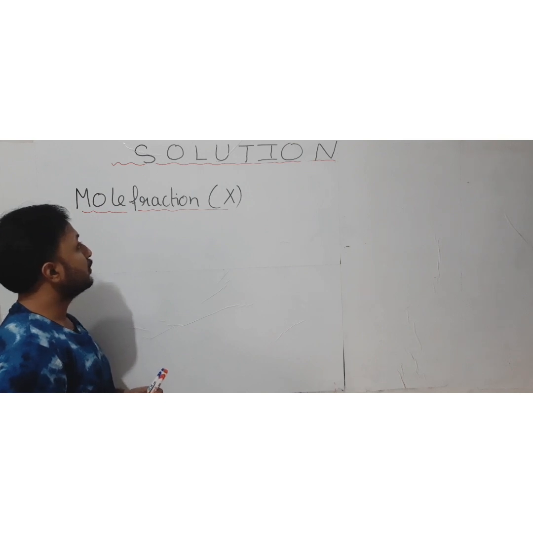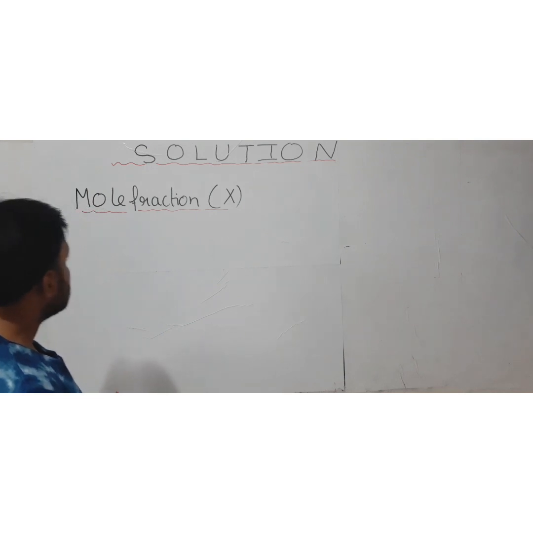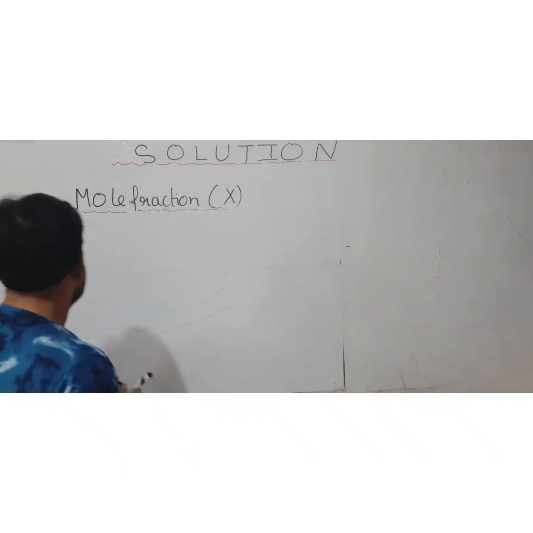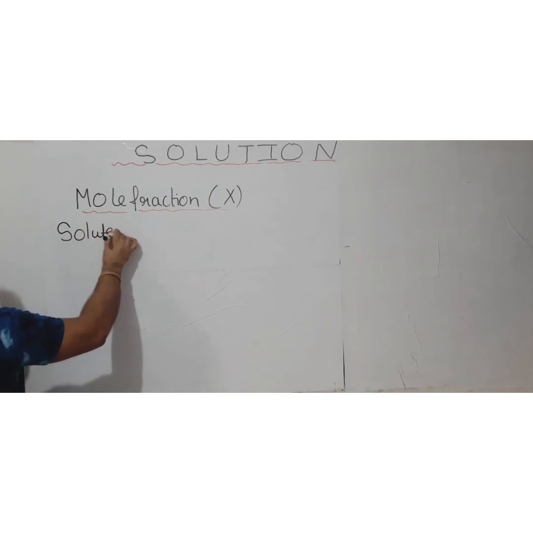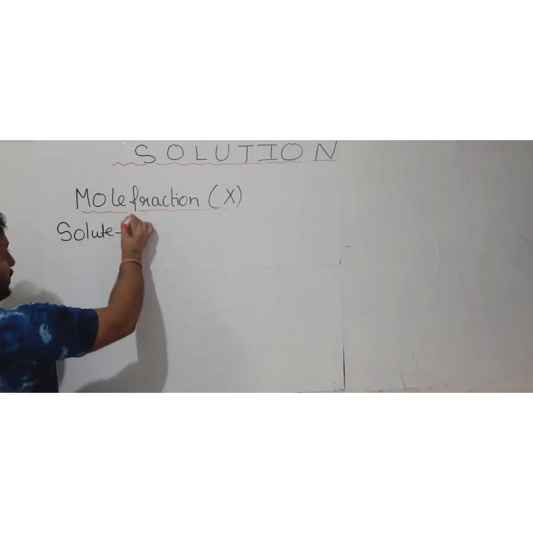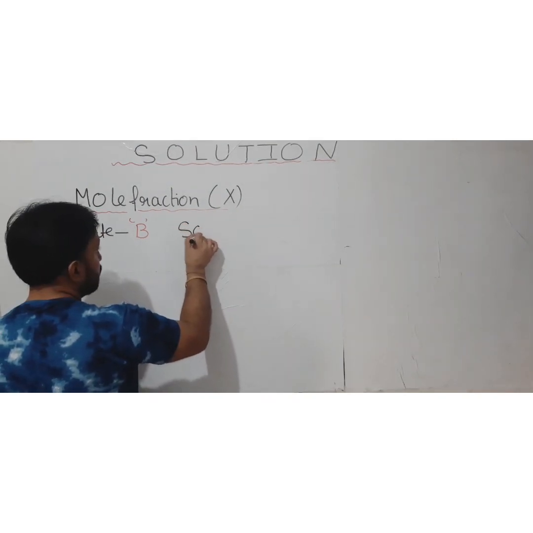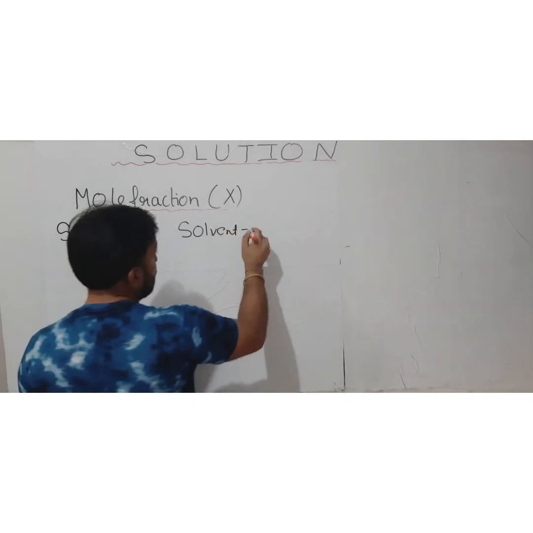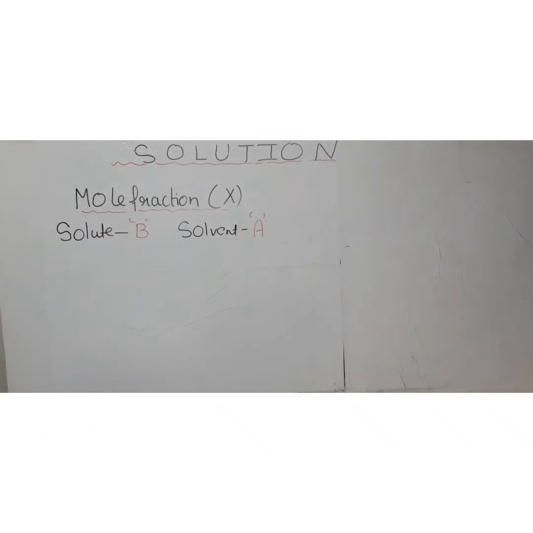Students, now we are going to study the first term to measure the concentration of the solution, that is mole fraction. Before I start, I want to show you something. If I am using the solute component anywhere, I will represent it by capital B. And if I am using the solvent component in any other place, then I will use A. So let's study mole fraction first.